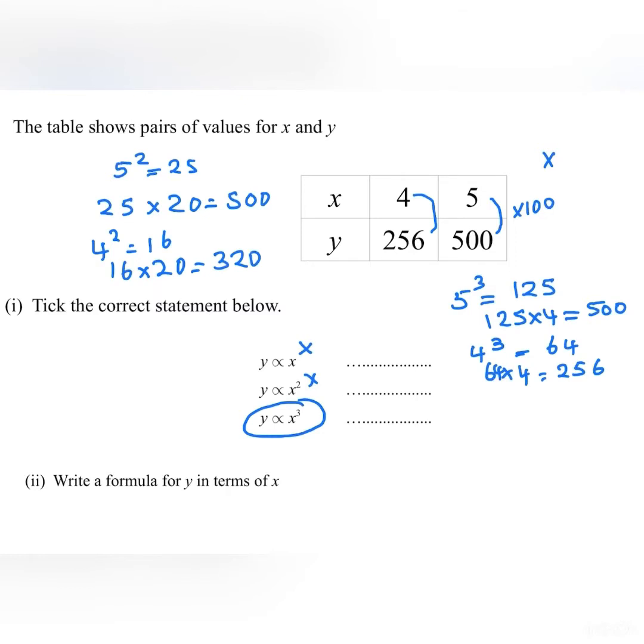Okay, so now we need to do the formula for y in terms of x. So that means y equals k, and it has to have a cube in there because we just worked out that y is directly proportional to the cube of x. Now, what is the value for k? k was what we multiplied by, 4, with whatever the x cubed value was, and it gave us the answers for y in the table. So it will be y equals 4x cubed.